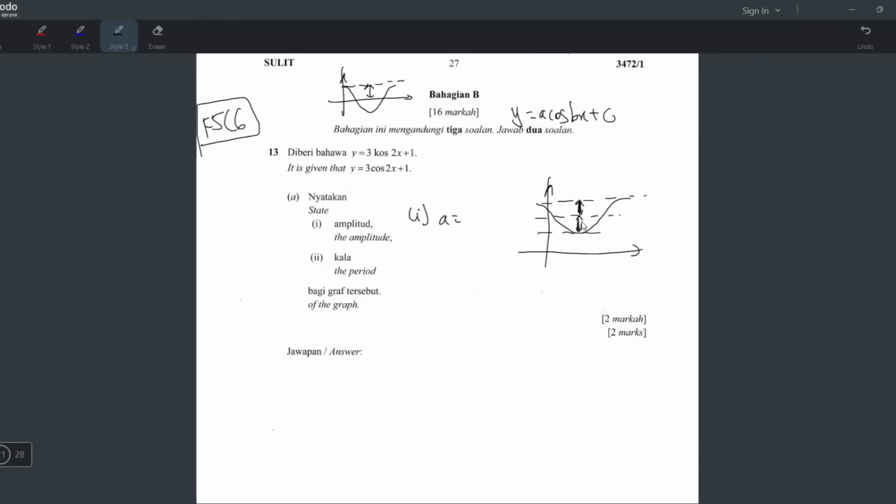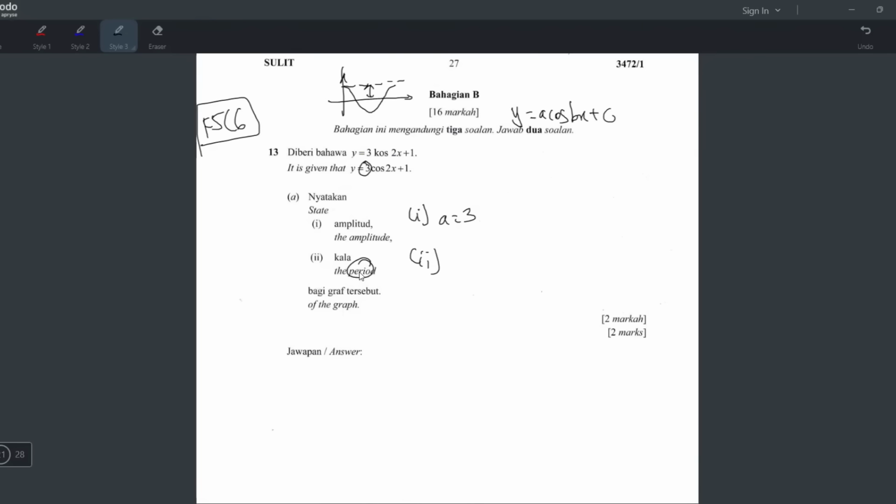Or you can say here also can lah. The distance here is the same also. Okay, so it's always from the highest point, maximum value to the center line. So the A value will always tell you the amplitude. So the A in this case is 3, so it's 3. That's it. Number 2, they want to find the period.